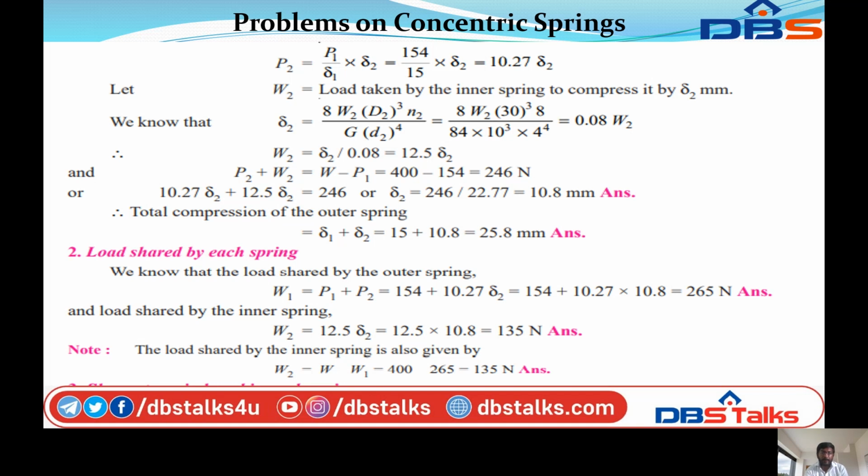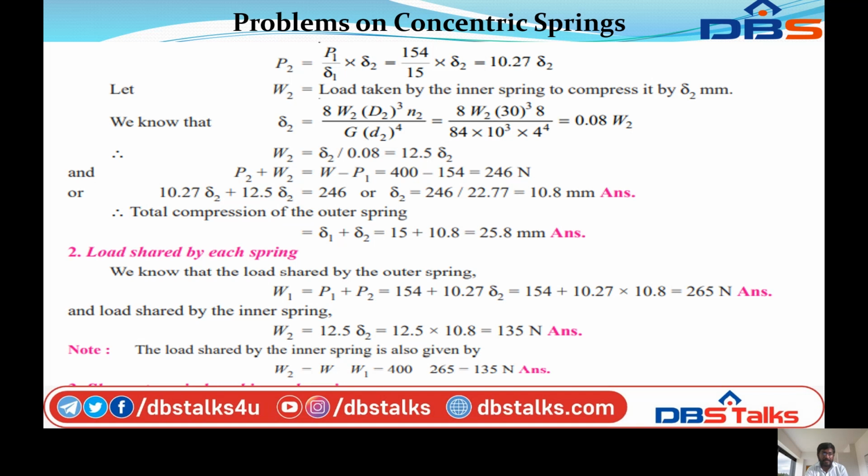Therefore the total compression of the outer spring, delta 1 plus delta 2, is equal to 15 plus 10.8, that is equal to 25.8 mm.